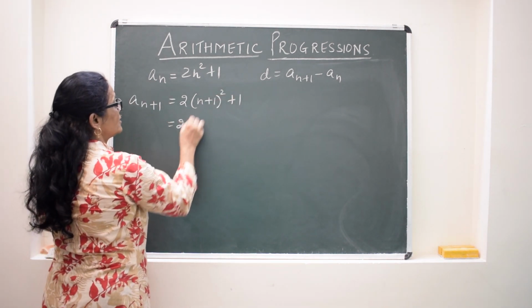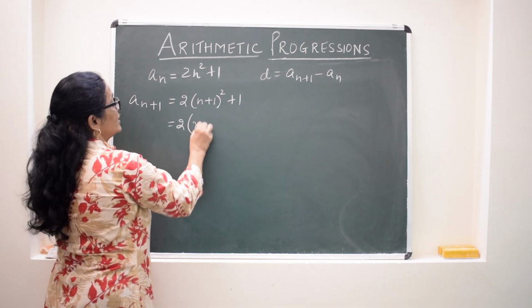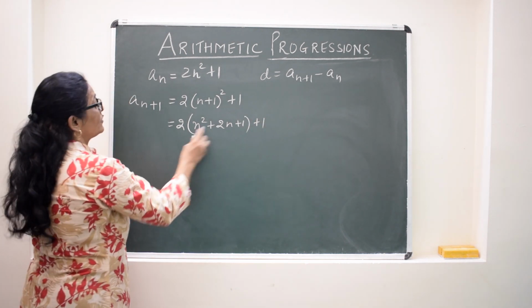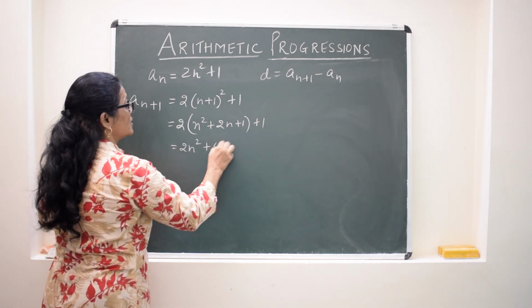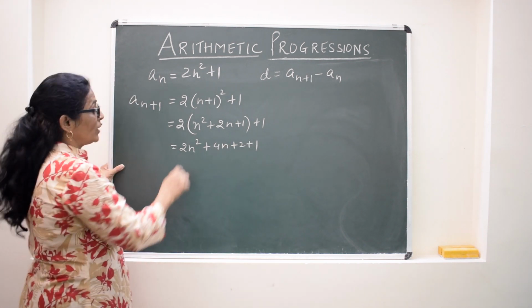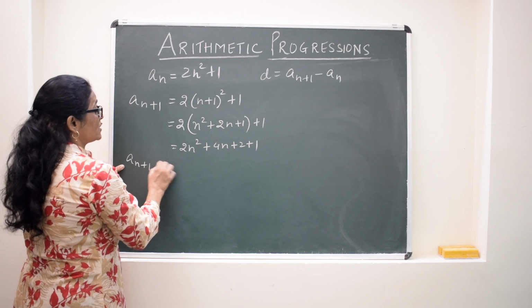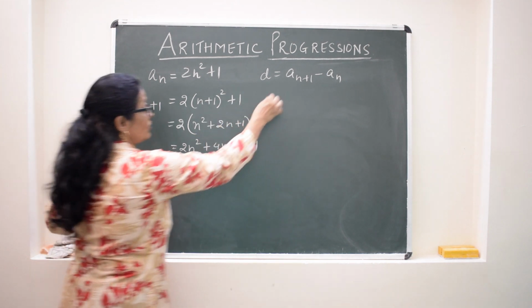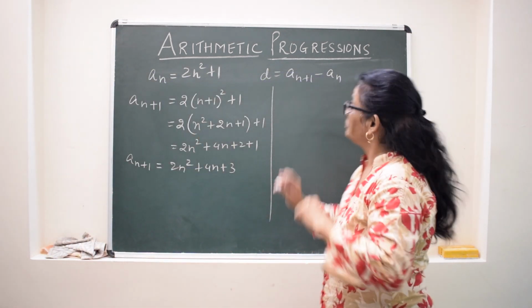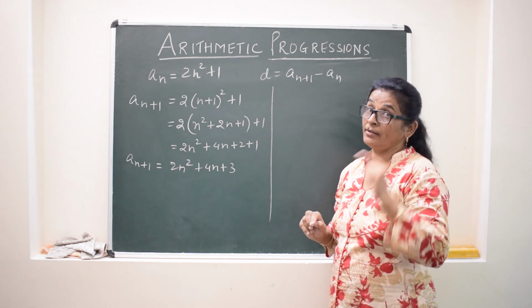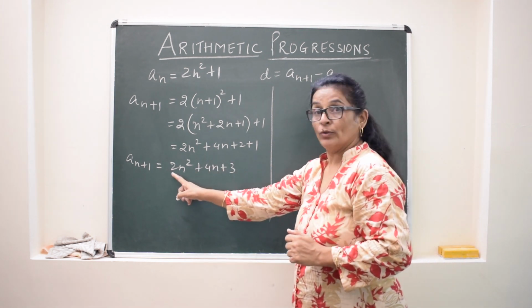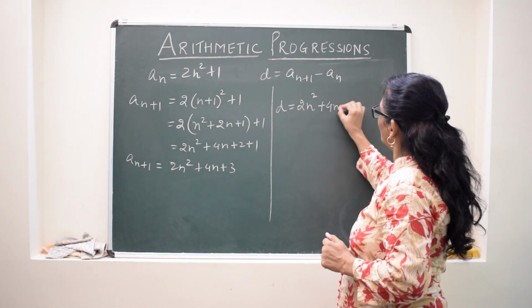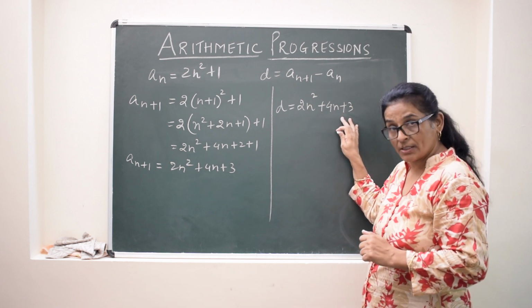So on further solving it, this is (a plus b) the whole square, so a square plus twice ab plus b square, and plus 1. Further, if we open the bracket, it will be 2n square plus 4n plus 2 plus 1. So ultimately, the (n+1)th term would be 2n square plus 4n plus 3. Now let's check this D. What is D? The difference of the (n+1)th term and an. So the (n+1)th term's value is 2n square plus 4n plus 3.